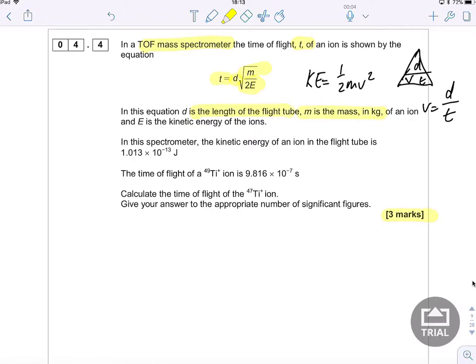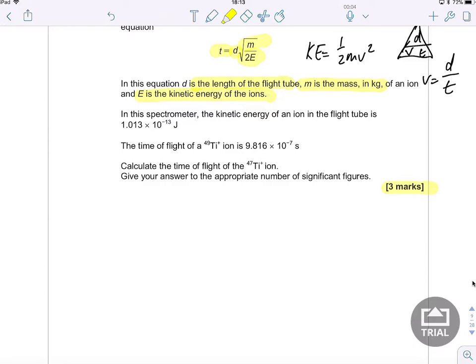Anyway, moving on. So in this equation, d is the length of the flight tube, m is the mass in kilograms of an ion, and E is the kinetic energy of the ions. In this spectrometer, the kinetic energy of an ion in the flight tube is 1.013 times 10 to the negative 13 joules. The time of flight of titanium-49 is 9.816 times 10 to the minus 7. Calculate the time of flight of the titanium-47 positive ion. Give your answer to the appropriate number of significant figures. Okay, and so this is worth 3 marks.